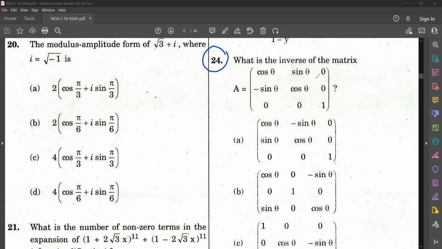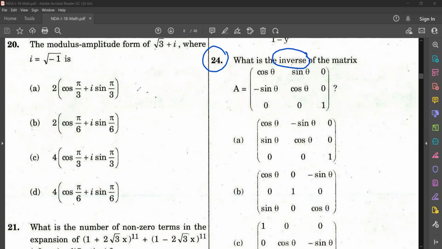What is the inverse of the matrix A equal to cos theta, sin theta, 0; minus sin theta, cos theta, 0; 0, 0, 1? You have to find the inverse of this matrix. I'll give you 2 minutes for doing this question. All of you try this yourself. This is coming from the chapter matrices.